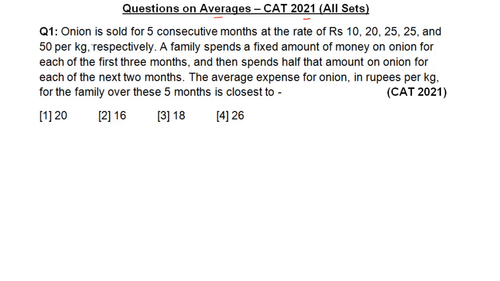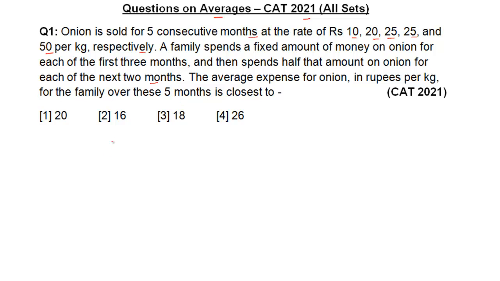So let's start with question number 1 that says: onion is sold for 5 consecutive months at the rate of rupees 10, 20, 25, 25 and 50 per kg respectively. A family spends a fixed amount of money on onion for each of the first 3 months and then spends half that amount on onion for each of the next 2 months. The average expense for onion in rupees per kg for the family over these 5 months is closest to.